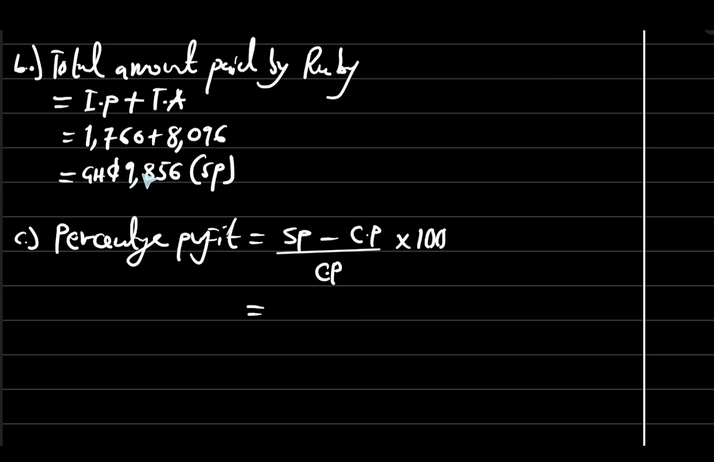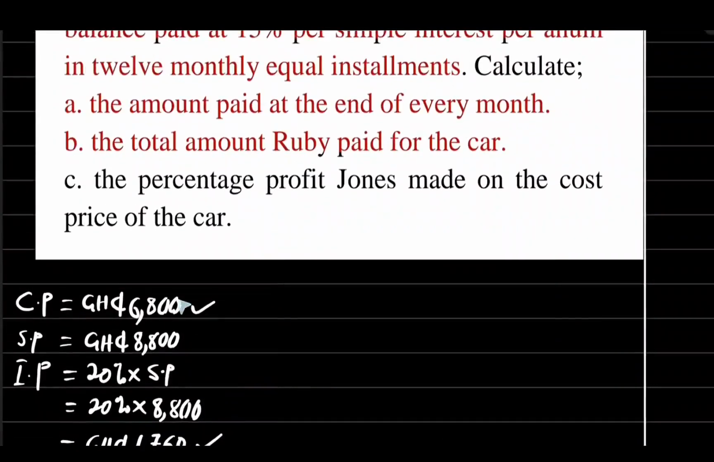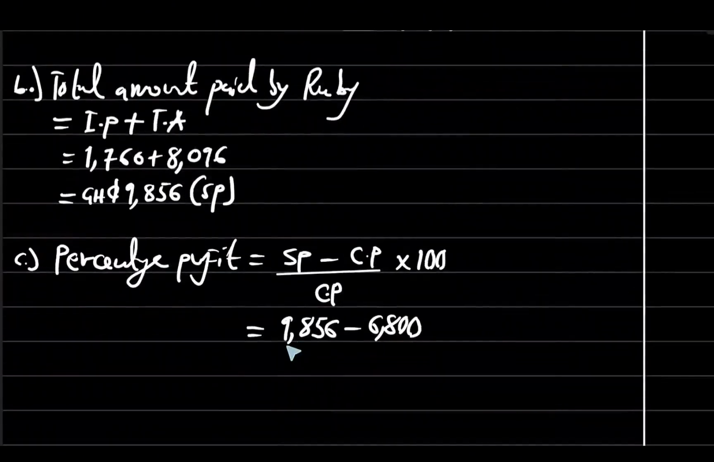Supposed to be, per computation, we had what? 9,856. Then compare with the cost price of 6,800 per the requirement of the question here. You can clearly see that. And then we divide all by the same cost price, 6,800, and then multiply by what? 100.